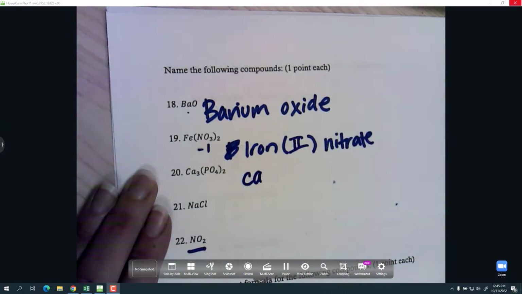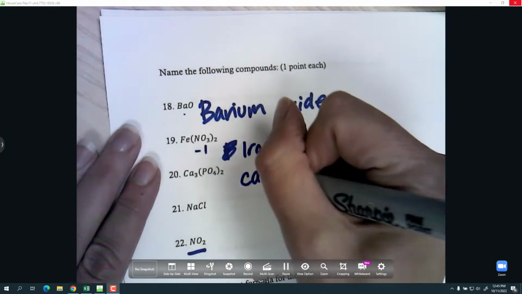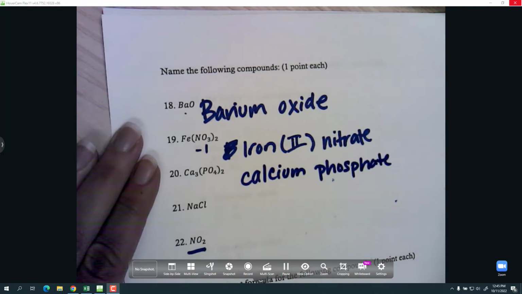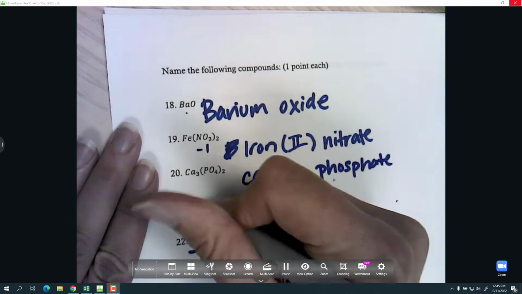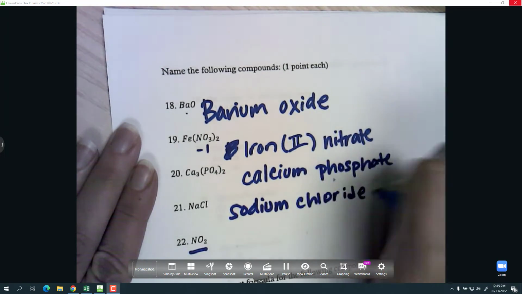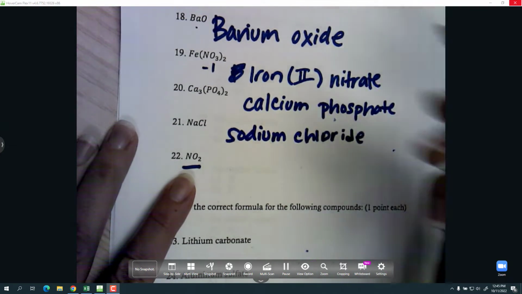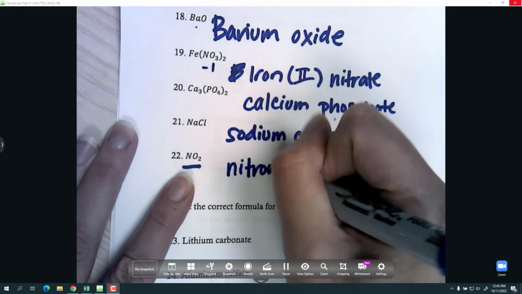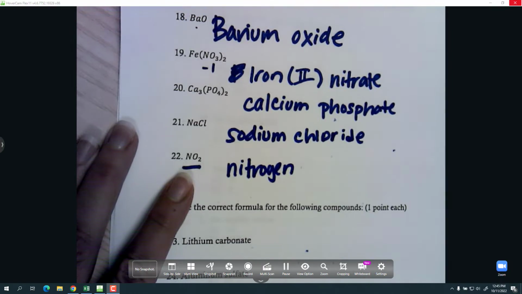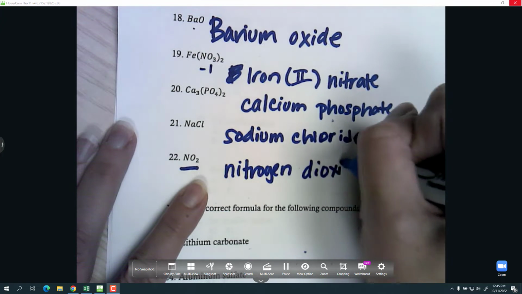Calcium has a for sure charge because of its position on the periodic table. It's here in the +2 column. And then that polyatomic ion is phosphate. Sodium has a for sure charge, and chloride. And then for the one that is molecular, I just say nitrogen. If there was any other number than 1, I would have to say a prefix, but since it's just 1, I don't use a prefix if it's the first element. And then oxygen would be dioxide.